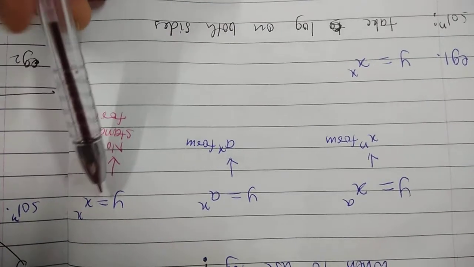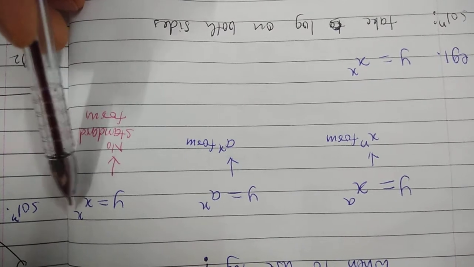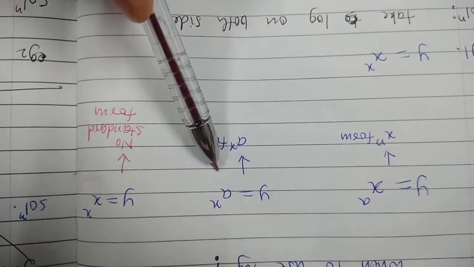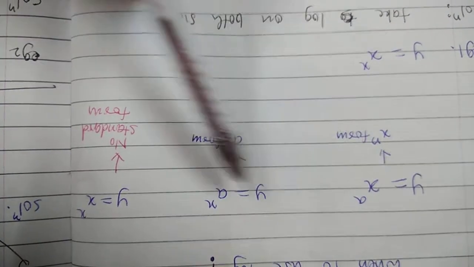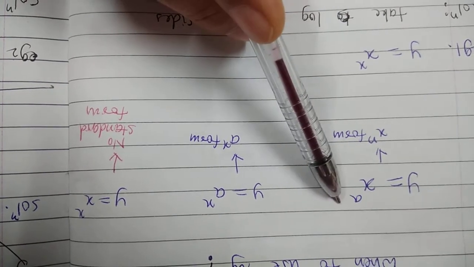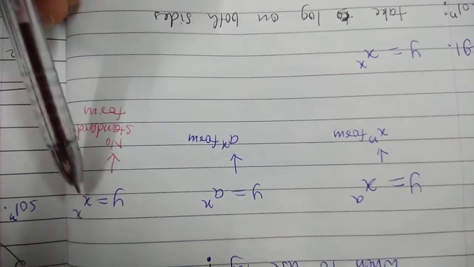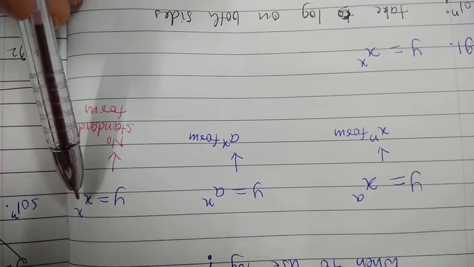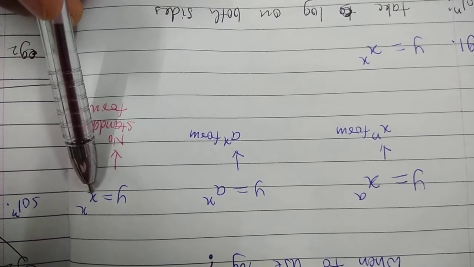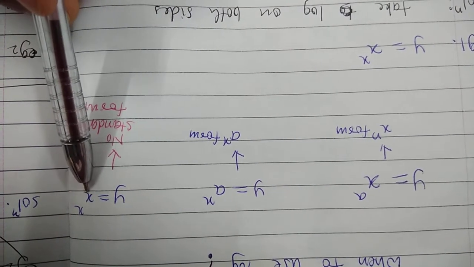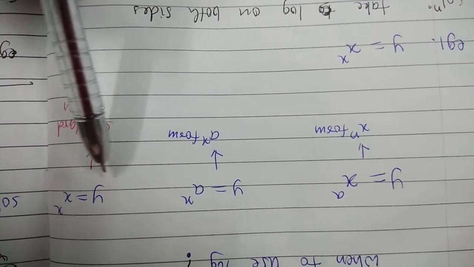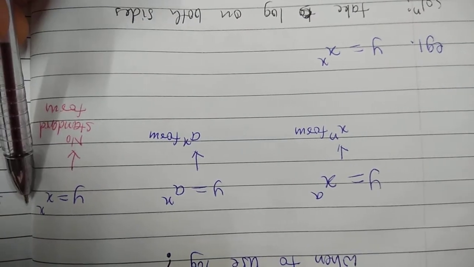And to take the derivative of x raised to x, you cannot use the x raised to a formula as well as the a raised to x formula, because in both of these cases there is a constant in the power or in the base. But here in this case only a variable is there in the power as well as in the base, so we cannot use the x raised to n formula as well as the a raised to x formula. So now we will see how to find the derivative of x raised to x form terms.